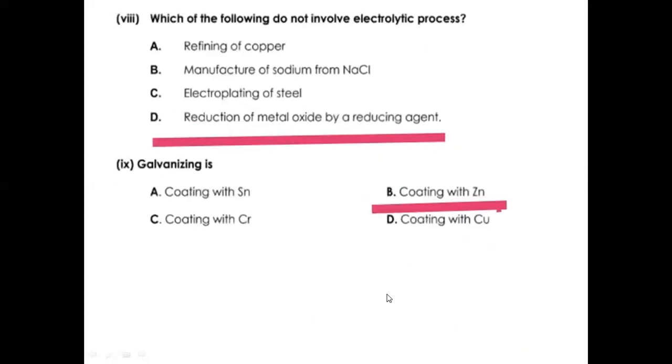Number 8, which of the following does not involve an electrolytic process? Refining of copper is an electrolytic cell. Manufacture of sodium from sodium chloride, that is the Downs cell, is an electrolytic cell. Electroplating of steel is an electrolytic cell. Reduction of metal oxide by a reducing agent: no, this is not an electrolytic cell. We can just combine the metal oxide with a reducing agent and reduce it. There is no need of electric current or any electrolytic cell. Galvanizing, we just discussed it, is coating of steel or iron with zinc.